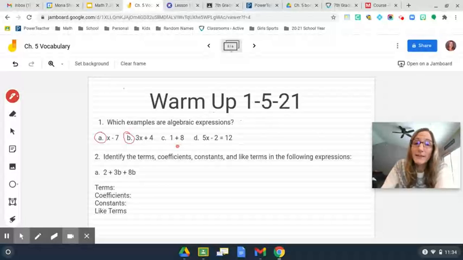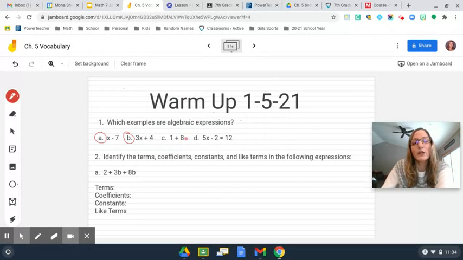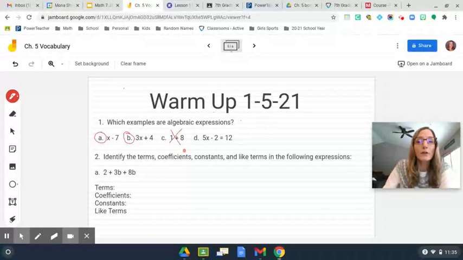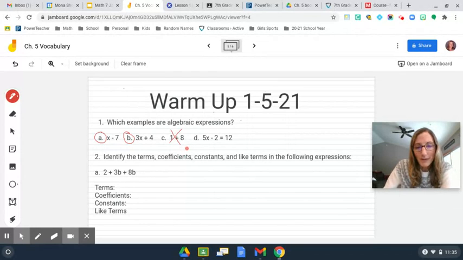Letter C, 1 plus 8. So do you see any variables in that? I don't. And so right away, if you don't see a variable, this is not considered an algebraic expression. This is actually what's called just a numerical expression. 1 plus 8 is 9, but it's numerical. There's no algebra. There's no variable in there.